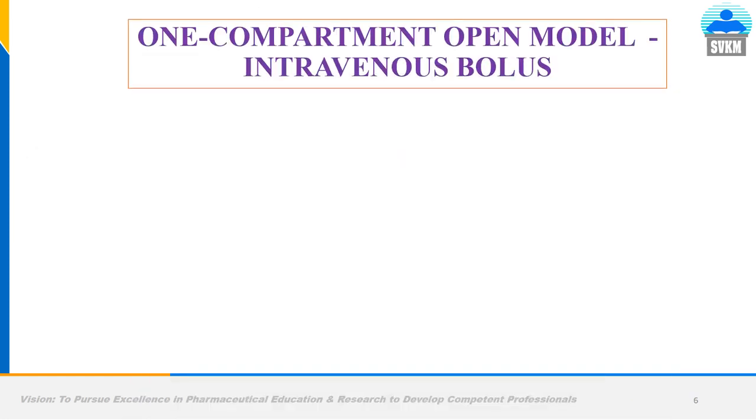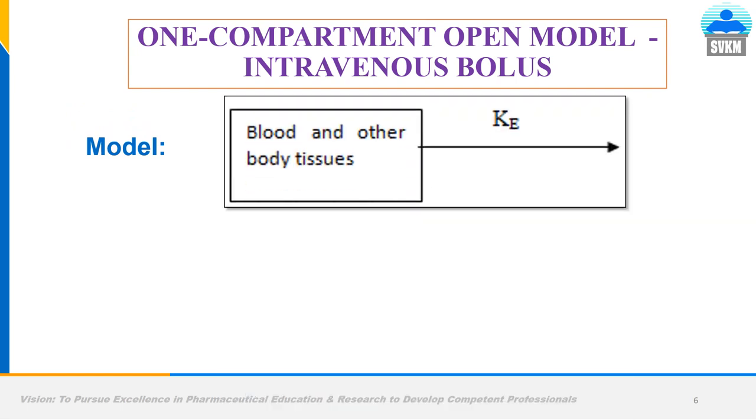One compartment open model for intravenous bolus is also called intravenous slug. See the model of the one compartment open model. This bracket indicates a single compartment. In that case, the body acts as a single compartment, where we consider blood or other body tissues as the first compartment, from which the distribution, metabolism, or excretion of the drug will take place.